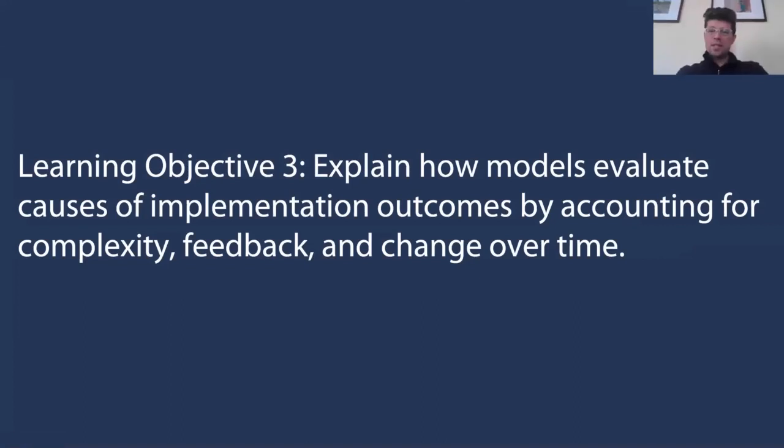Sounds good. So objective 3 is to explain how models evaluate causes of implementation outcomes by accounting for complexity, feedback, and changes over time. And honestly, this one is a bit of a trick, right? Because models don't evaluate causes of implementation outcomes, but modelers do.